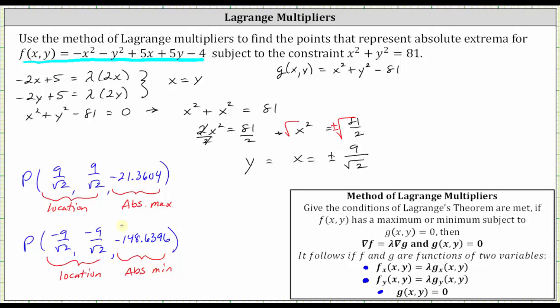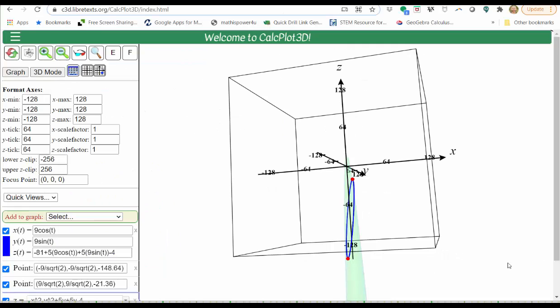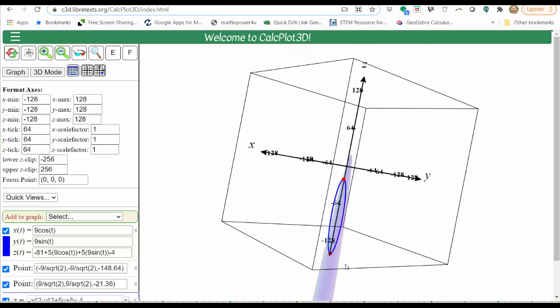Before we go, let's verify this graphically. The graph of f of x comma y is the graph of the green surface. This blue space curve is where the constraint intersects the surface. Notice how this red point here is the highest point that is on the surface and satisfies the constraint. This point represents the absolute max that we found. And this low point is the lowest point that also satisfies the constraint and is on the surface. This point represents the absolute minimum. So this graph does verify that our work is correct.